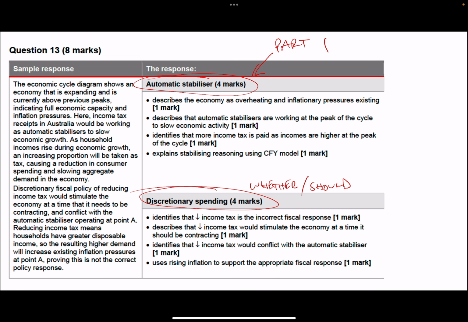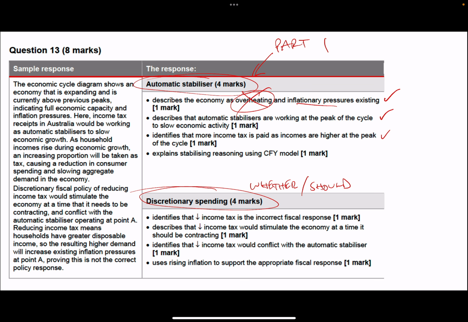Okay, describes the economy as overheating and inflationary pressures existing. Well, we hit on inflation. I don't like overheating as a term. I think that's a poor use of economic jargon for a response in an exam, but we'll just park it there and leave it to people who think they can write the questions. Describes that automatic stabilisers are working at the peak of the cycle to slow economic activity. Well, I think we've broken that down pretty well. More income taxes paid as incomes are higher at the peak of the cycle. Yeah, they generally are. You know, the ratchet effect of this anyway means that we don't tend to see wages for individual jobs drop. We just see higher unemployment rates.